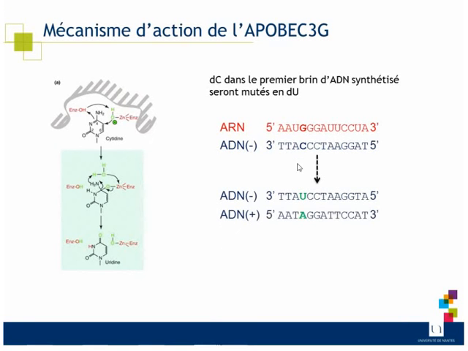So if APOBEC 3G gets a hold of this DNA, this cytidine will be deaminated and it will turn into a uridine. And then the HIV reverse transcriptase will just read this and put an adenine next to it. So the net effect is you've got a G to A mutation in the genome. And APOBEC 3G is preferential for this GG dinucleotide. That's very interesting because UGG codes for tryptophan. If it's mutated, it's going to be mutated into a stop codon.